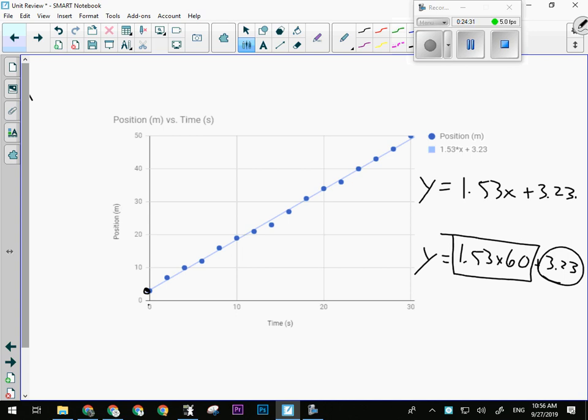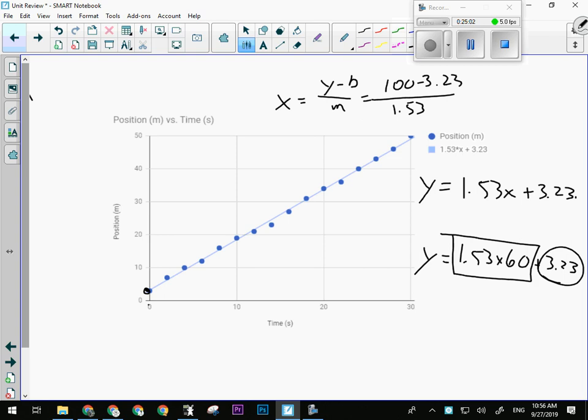Everybody follow there? Okay. Similarly, if the question asks me, how long will it take to reach a position of 100 meters? Y is now 100 meters. It's saying, here's your position, 100 meters. What's x when y is 100? So I would manipulate and go x equals y minus b over m. So 100 minus 3.23 over 1.53. That's what I mean by using the equation for the line.